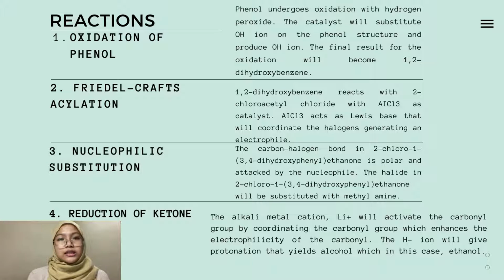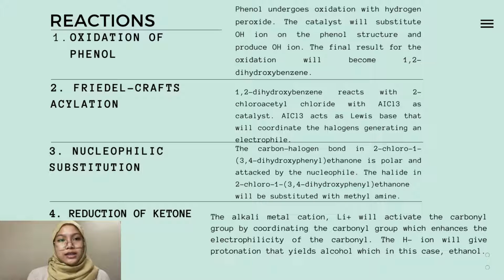The third reaction is nucleophilic substitution. The carbon-halogen bond in 2-chloro-1,3,4-dihydroxyphenyl ethanol is polar and attacked by the nucleophile. The halide in 2-chloro-1,3,4-dihydroxyphenyl ethanol will be substituted with methylamine.